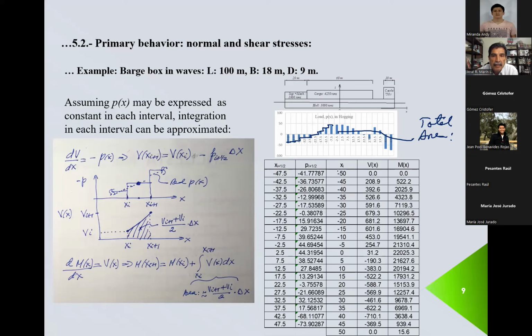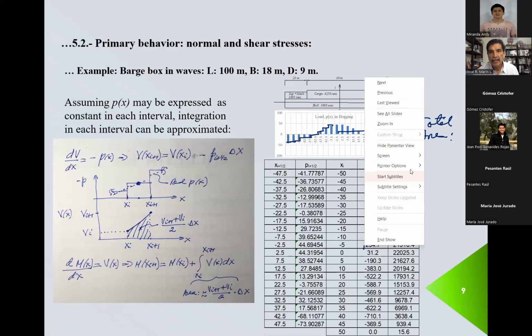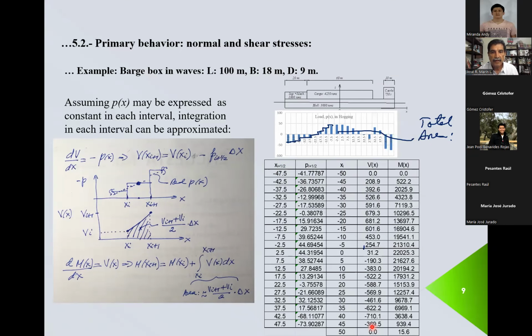And that's minus 50 until minus 45. And with this, I can apply these two relations, and we can integrate and do something like this. In the case of the shear force, the integration gives us some good values. In the case of the bending moment, this value should be 0. Now, we don't get 0, we get 15.6.